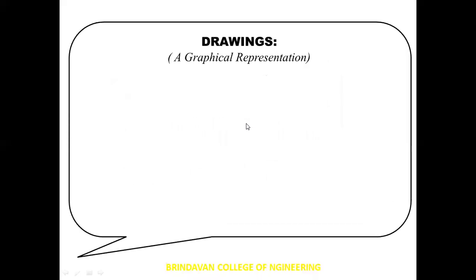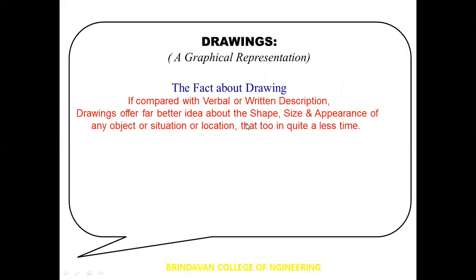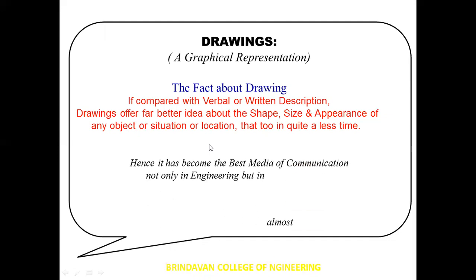Now we see what a drawing is. Drawing is nothing but a graphical or pictorial representation of any object. It can be compared with verbal or written descriptions. It gives a better idea to understand the shape, size, and appearance of an object. Hence it has become the best communication medium for engineers, in almost all fields.